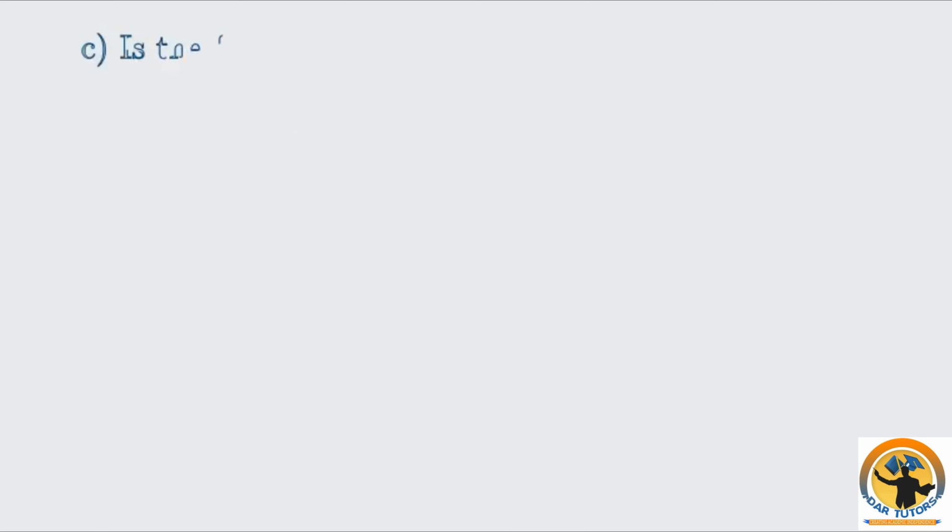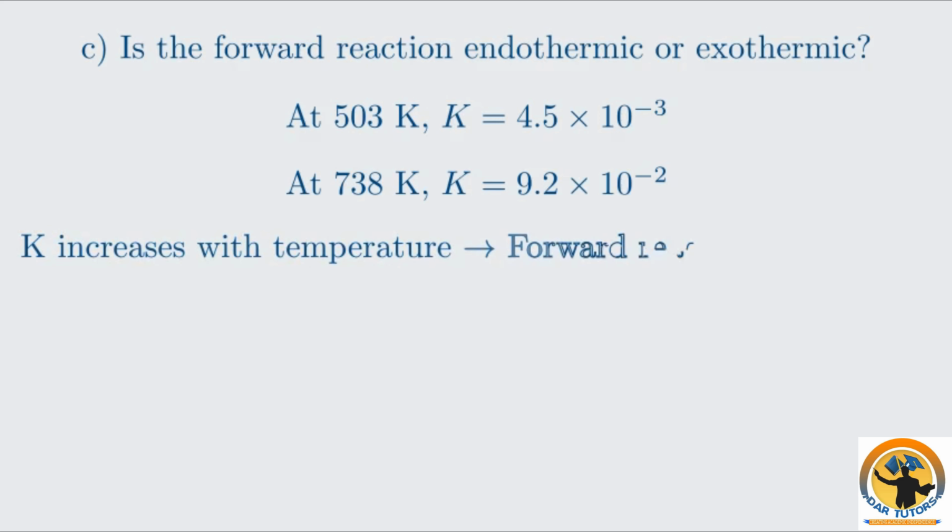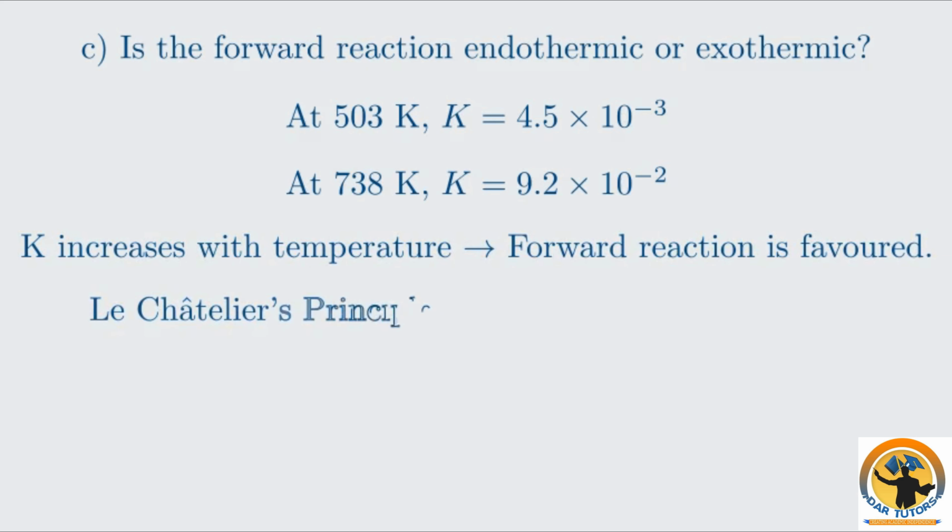Now for part C, we compare our two K values. At the lower temperature of 503 K, K is small. At the higher temperature of 738 K, K is larger. This means K has increased with increasing temperature. An increase in K indicates that the forward reaction is favored at higher temperatures. A larger K means the ratio of products to reactants is greater at equilibrium.